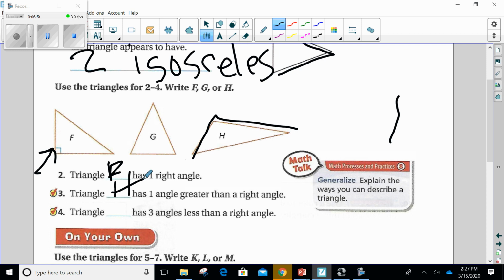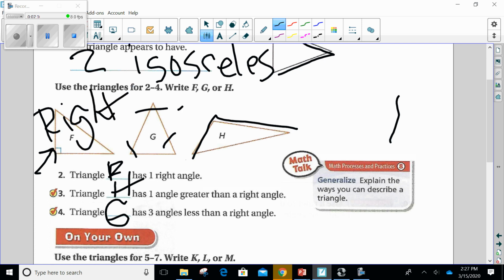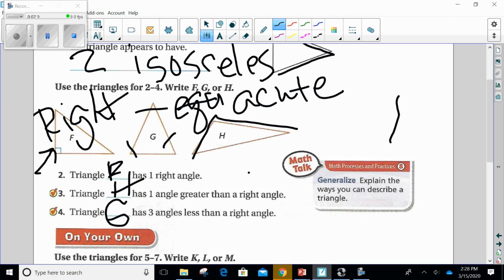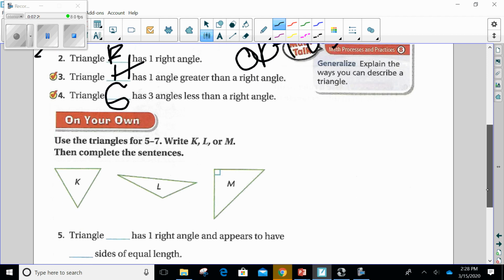Angle blank has 3 angles less than a right angle, so it's 1, 2, 3. All 3 of those, okay? So this is a right triangle. This is an equilateral. No, I'm sorry, acute triangle, and this is an obtuse triangle. Okay? All right, there we go.